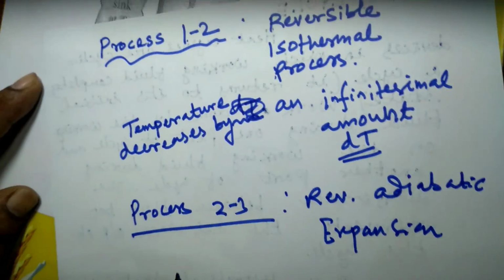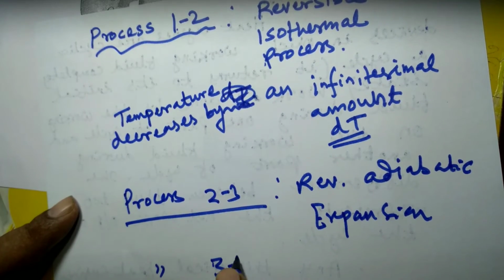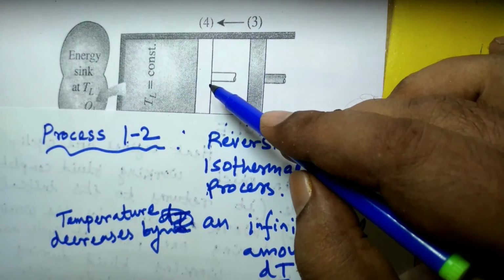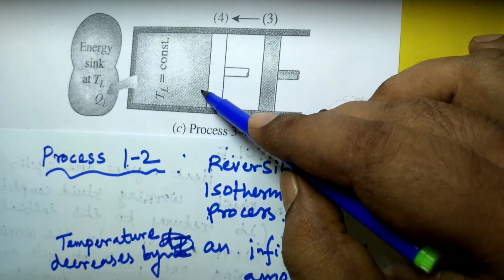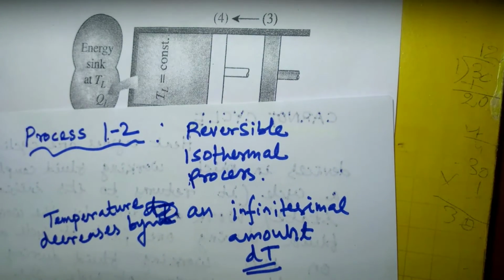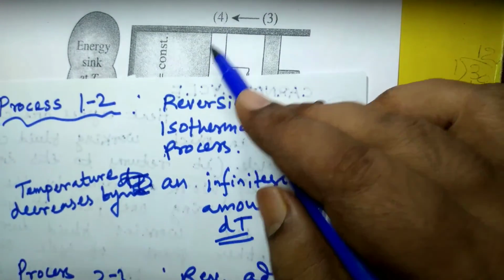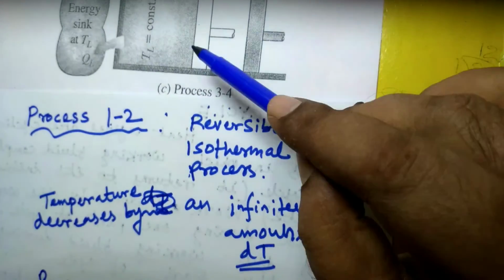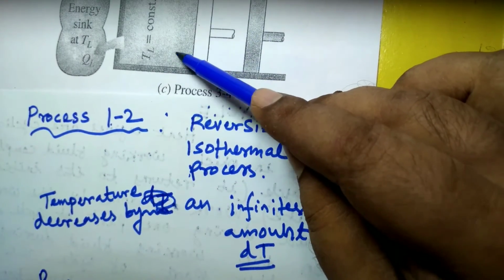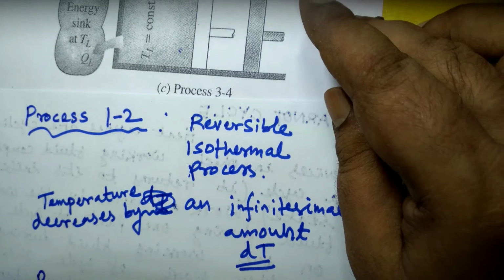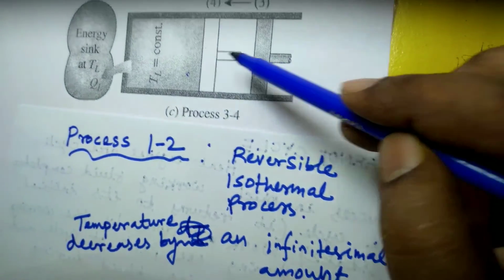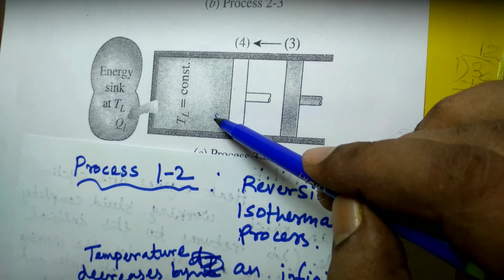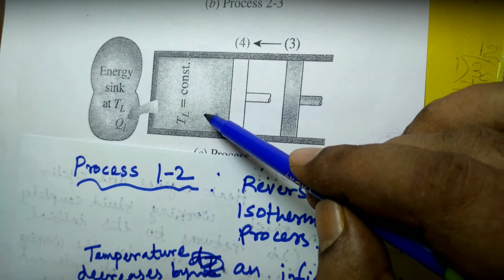Suppose during the process 3-4, when we push this piston inward, during the compression process the temperature increases by an infinitesimal amount dT. Here the temperature is TL, because during the process 2-3 the temperature decreased from TH to TL. So at state 3 the gas was at temperature TL, and when we push, the temperature increases by, suppose, dT. When there is an infinitesimal increase in temperature, what happens?